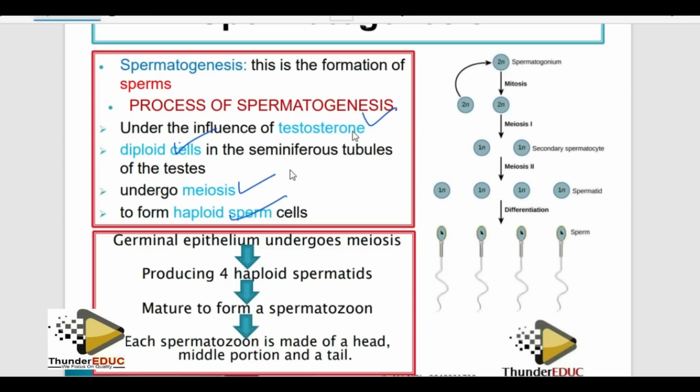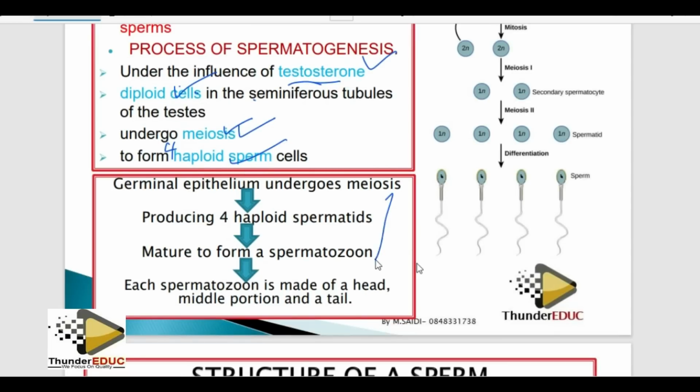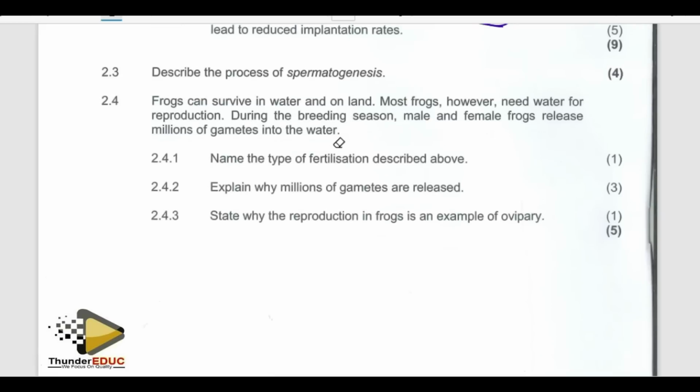I told you that different color means a marking point. Under the influence of testosterone, yes, the diploid cell, where are they found? In the seminiferous tube will undergo meiosis to form 4 haploid cells. Even if you say to form haploid sperm cells, correct. Simple. We are no longer using this method. I was showing you here so that you understand exactly the science behind, but this is what we want. Clear? Let's go to the next question.